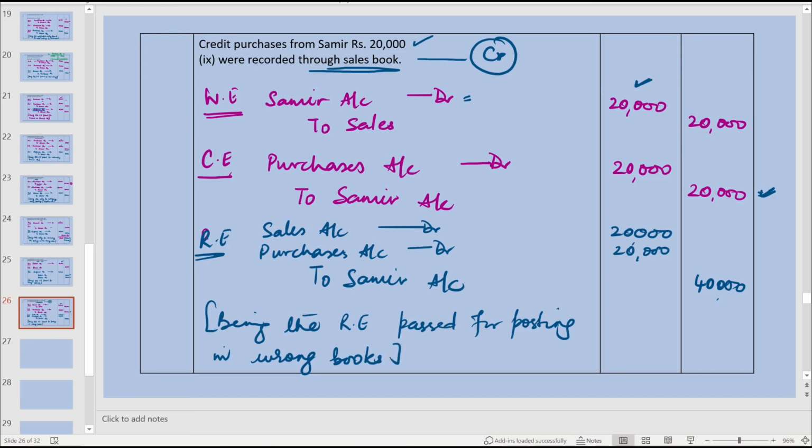So with this I complete the practical problem on the kind of errors which could occur while posting in the trial balance. Thank you very much.